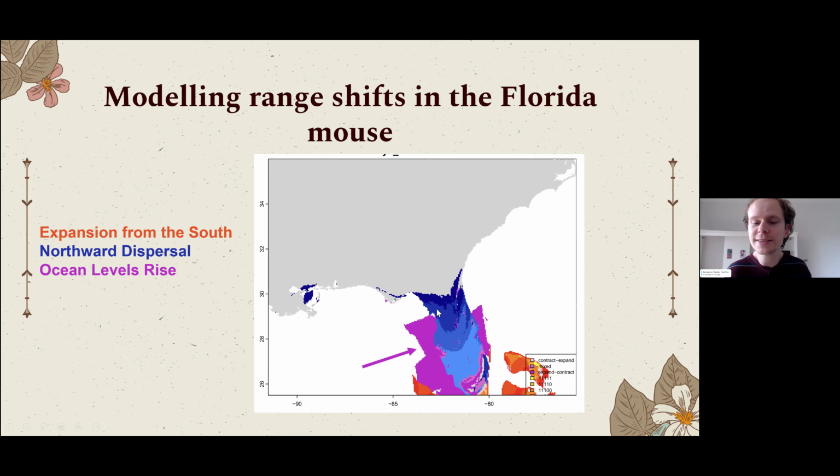But we see that there's this large pink area here around Florida, and this is where the species expanded its range as the climate became suitable, but then contracted it as ocean levels rose and the area was inundated. So from this map, it seems these models suggest that the Florida mouse actually did not natively originate in central Florida, but instead had to disperse there from the south.